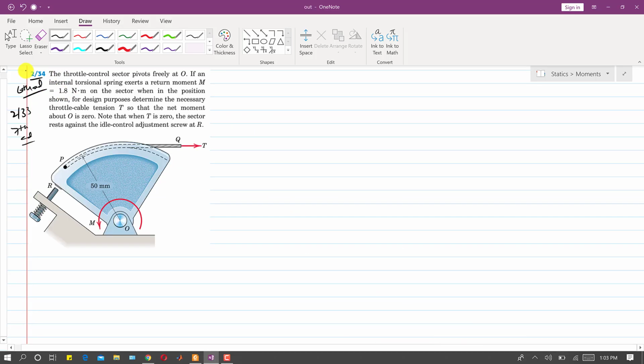Now we are going to solve this problem 234. This problem is 234 in the 6th edition and it is 233 in the 7th edition, right? The same problem.